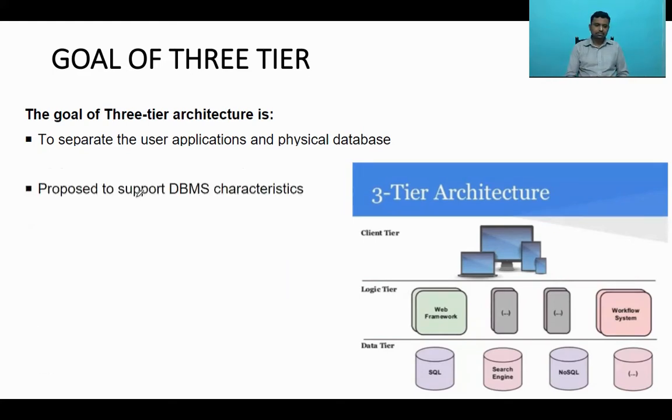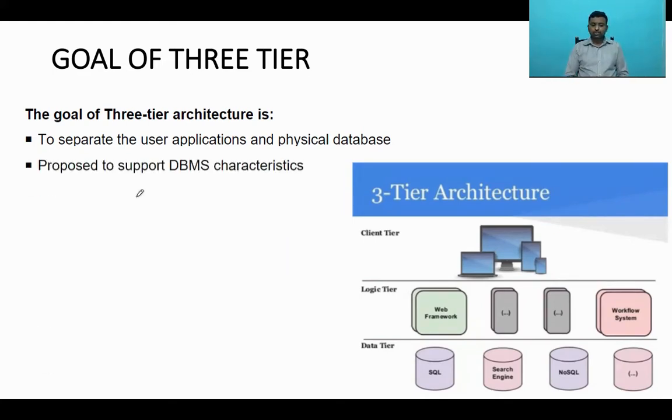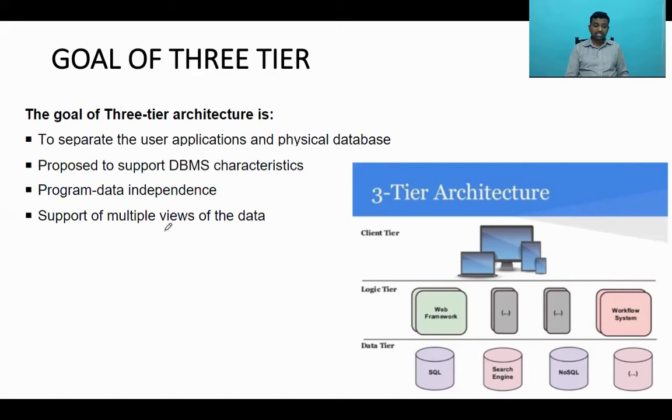Okay, good. Now it is proposed to support DBMS characteristics. What characteristics are going to be supported, right? Program data independence. We can independently change a program without any interruption, right? Support of multiple views of data. That's very important, right? So these are the major goals of three-tier architecture.